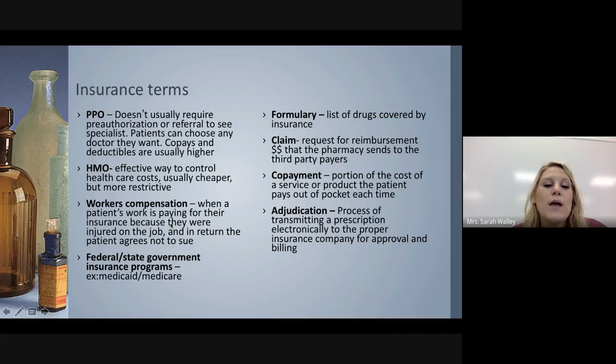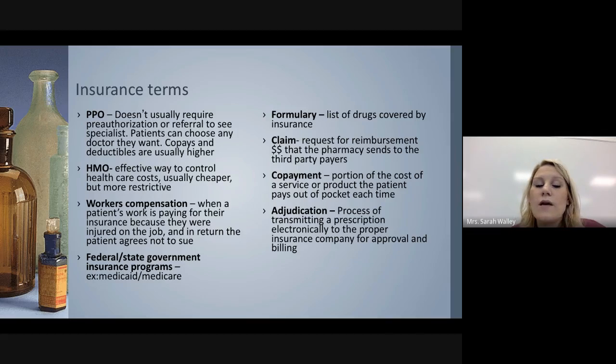Workers' compensation is when, if you get hurt on the job, your work will pay for it, or they'll basically pay for your medical bills and stuff. Federal and state government insurance programs like Medicaid and Medicare. You've heard about that, obviously, before. In health science, we talk about that. Medicaid is for pregnant women and children under the age of 18. And Medicare is for the elderly or people who are disabled.